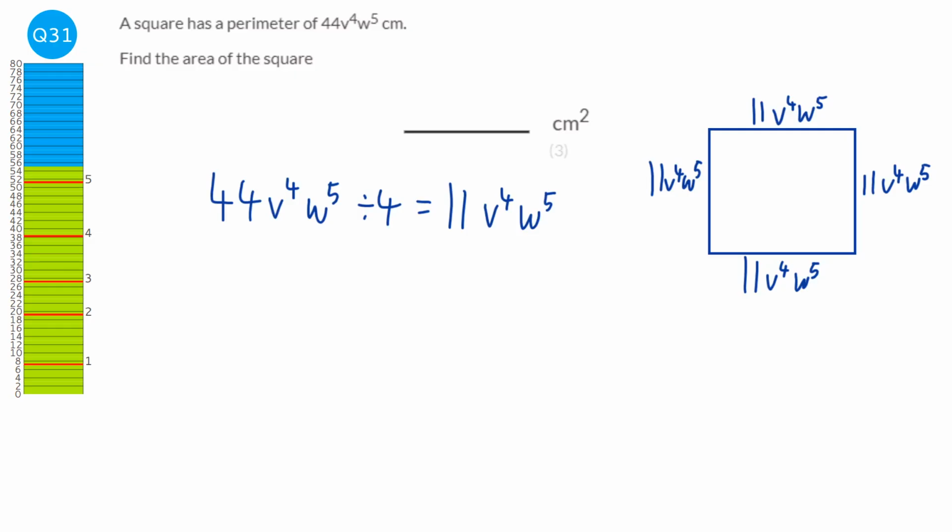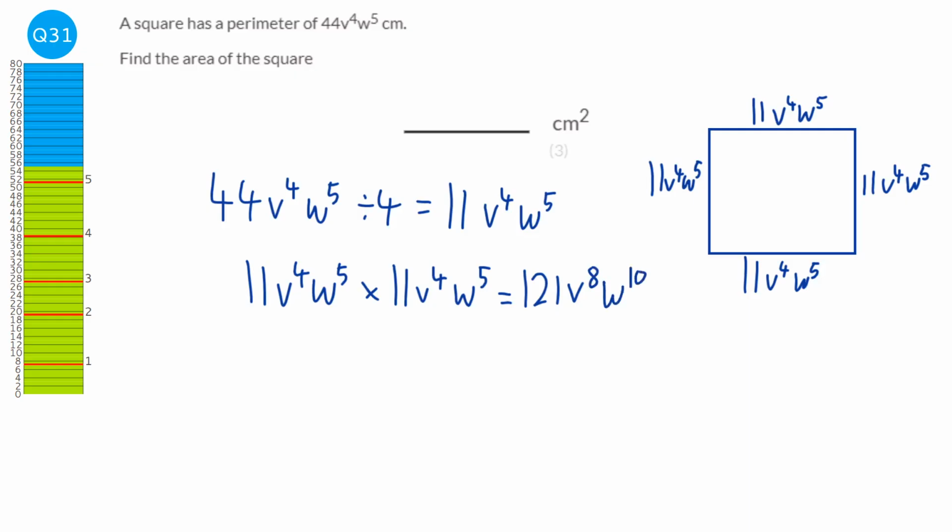And to work out what the area is, we obviously are going to square that. So we're going to do 11 v to the power 4, w to the power 5, and we're just going to times it by itself, which is what squaring means. So we're going to times the 11s together, so that's going to be 121. Going to times the v to the power 4s together, and remember with indices, if you times two powers of the same base, and they're both v, then we just add the powers together, so that'd be 8. And we're going to add the w to the power 5s together, so that makes 10. So it's 121 v to the power of 8, w to the power of 10.